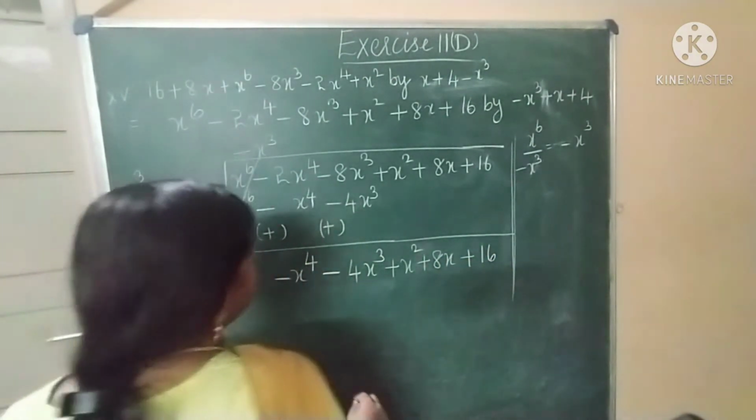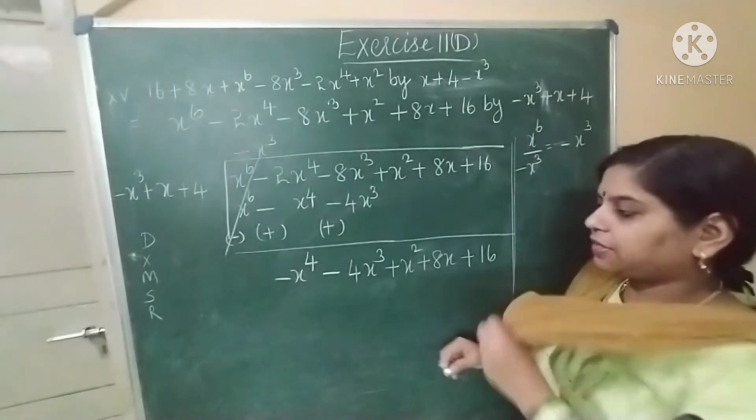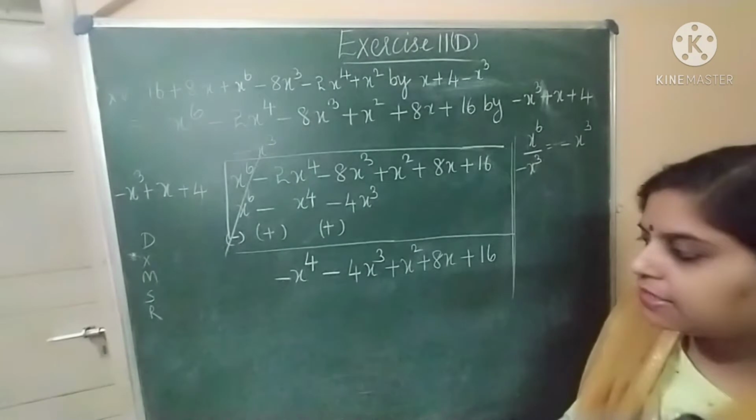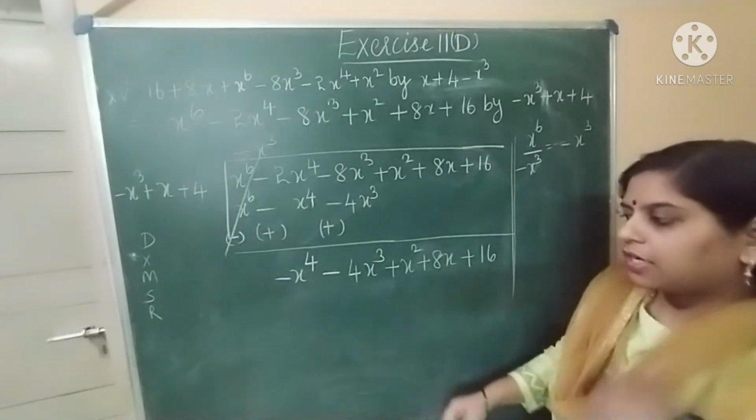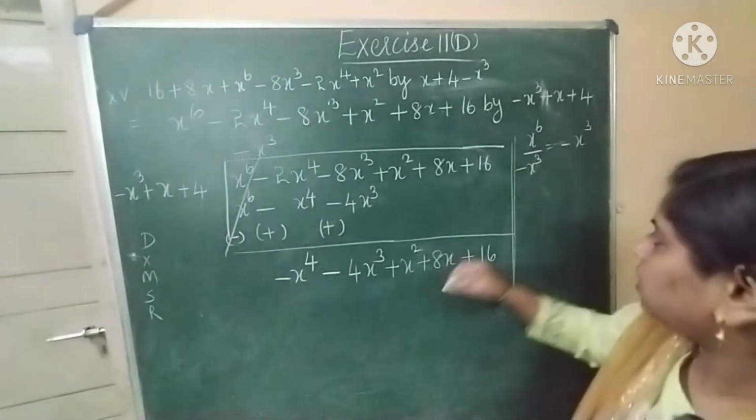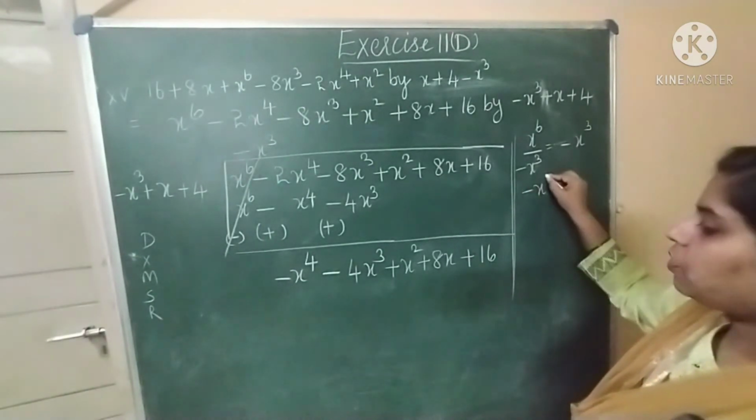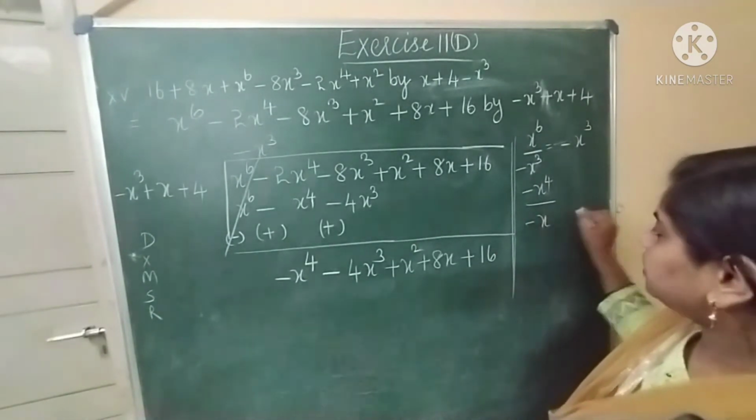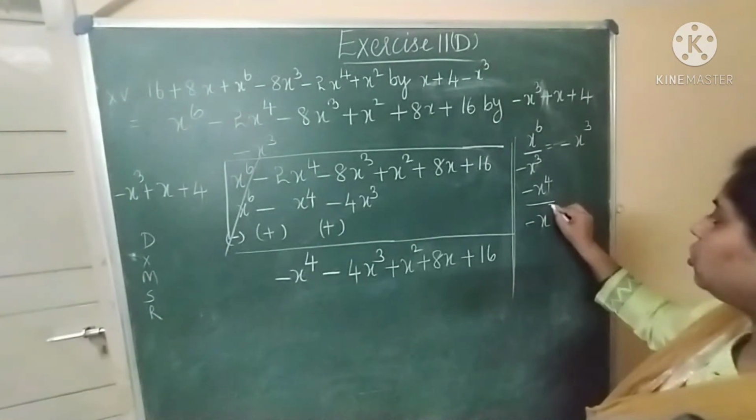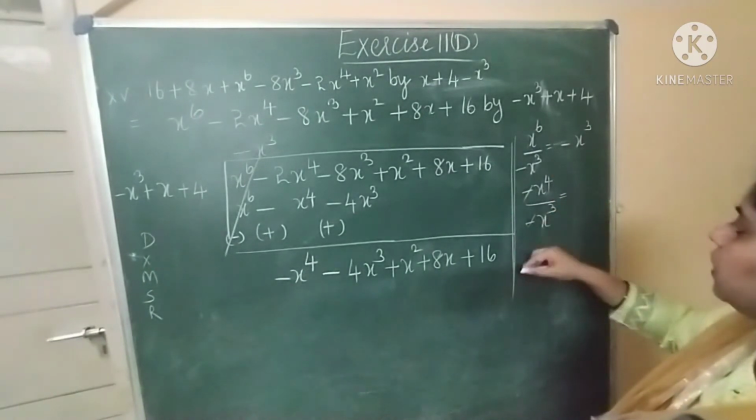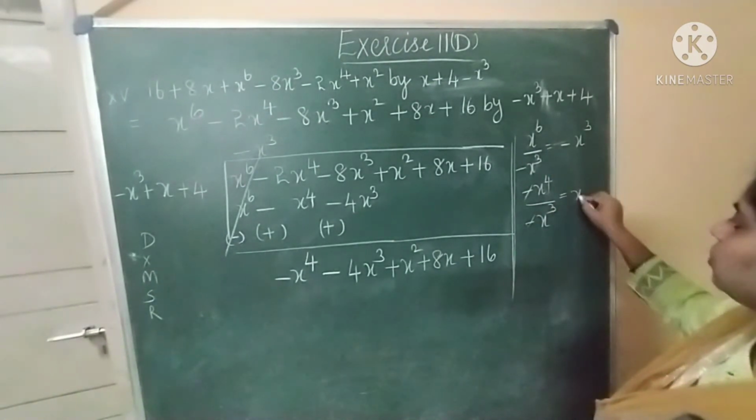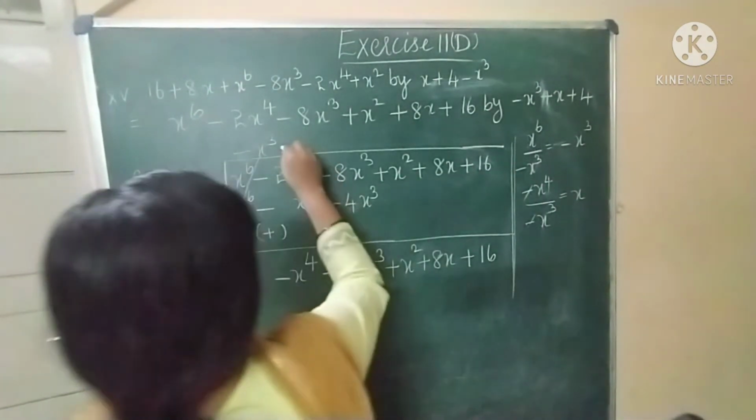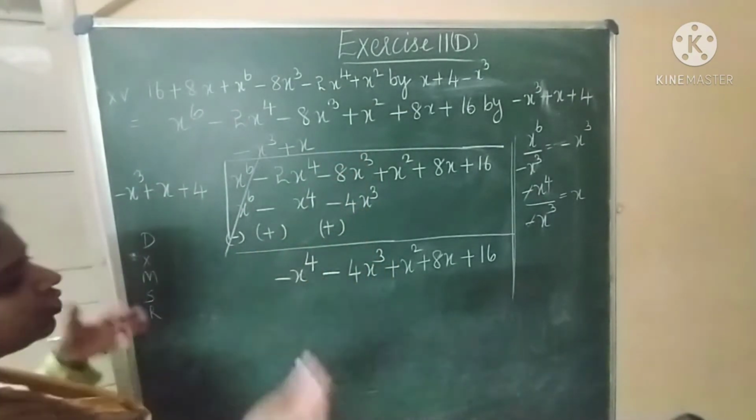We will continue with the division since the remainder is not 0. We have not got the remainder 0. So we will continue with the division. Again, the division steps are, we will take the first term of the remainder, that is minus x to the power of 4, divided by the first term of the divisor, that is minus x cube. So here the minus and minus will get cancelled. 4 minus 3 is x to the power of 1, that is nothing but x. So I can write it as plus x. So x will continue the division.